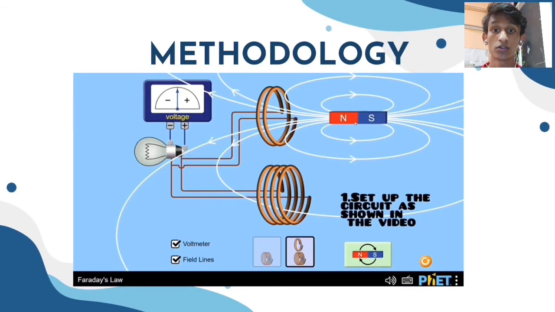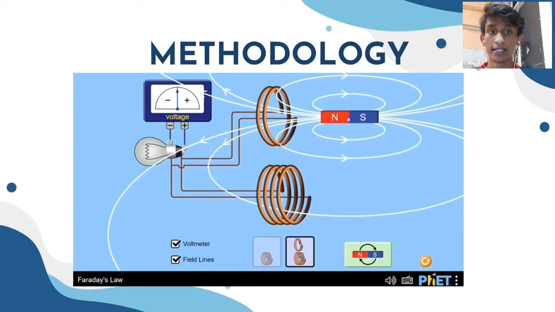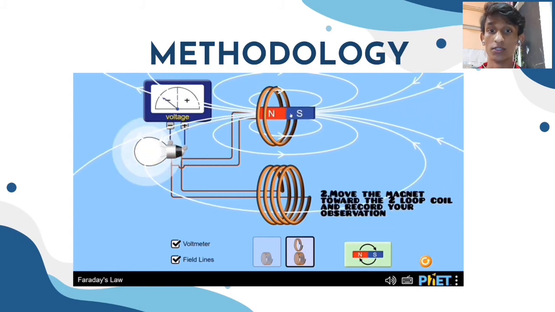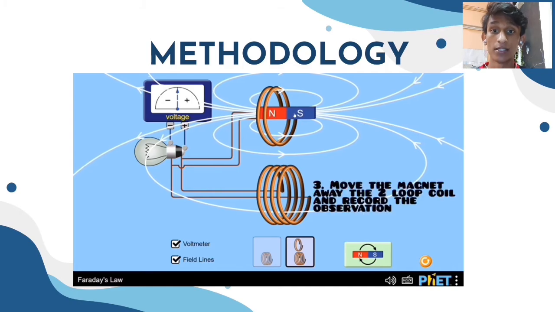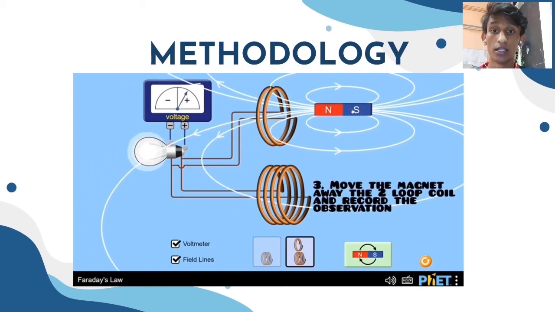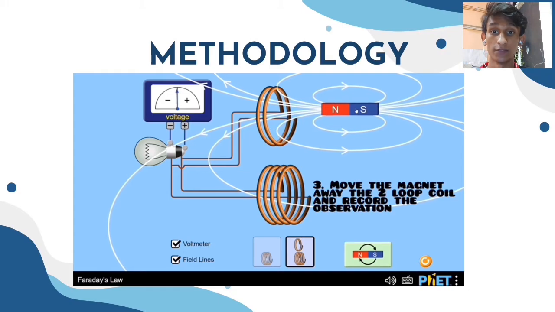Today we are going to learn about the Faraday experiment. First of all, set up the circuit as shown in the video. Then, move the magnet toward the two-loop coil and record your observation. After that, move the magnet away from the two-loop coil and record your observation.